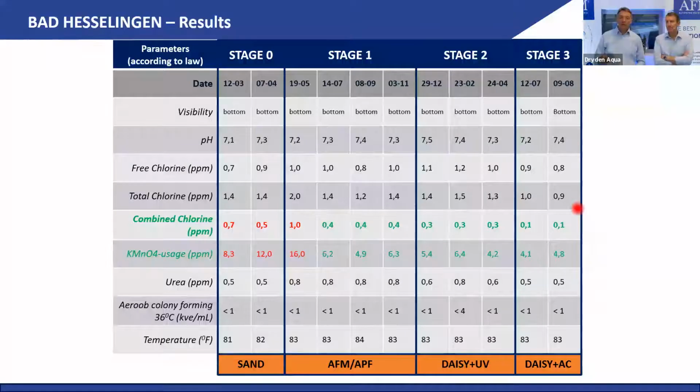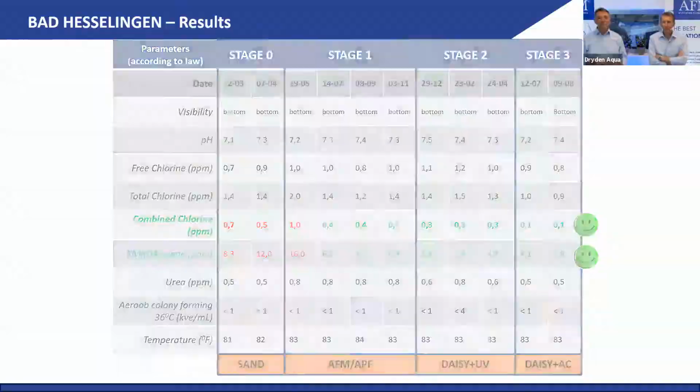And then with the carbon, you see 0.1 on total combined chlorine. And here again on the oxidability, stable. Not really a change between stage 1, 2, and 3, but a big change to stage 0. Roughly 50% of what we had. So yeah, with the good backwash, they were happy.